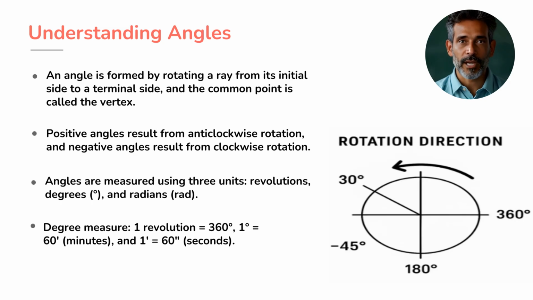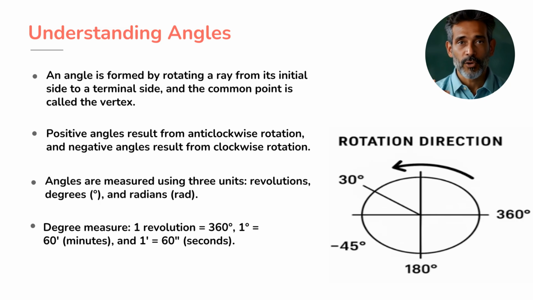Angles are measured based on the direction of rotation. If the rotation happens counterclockwise, the angle is positive. If the rotation happens clockwise, the angle is negative. We usually measure angles using one of three units: revolutions, degrees, or radians. Degrees are most common, where one full revolution equals 360 degrees.